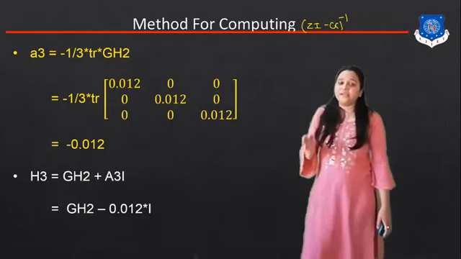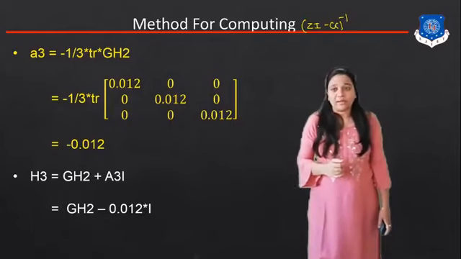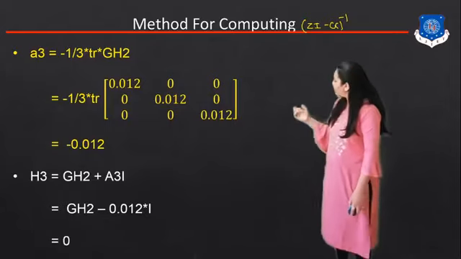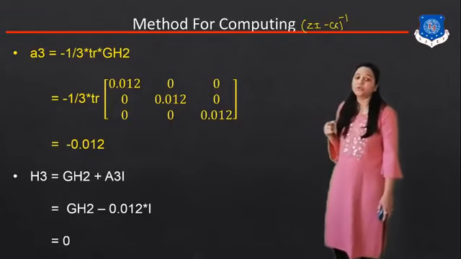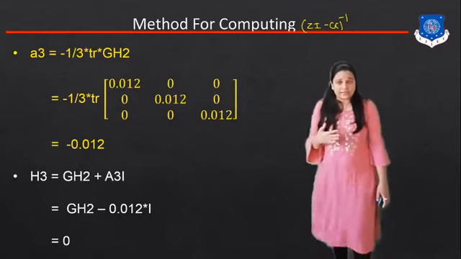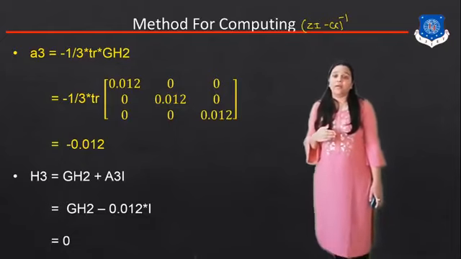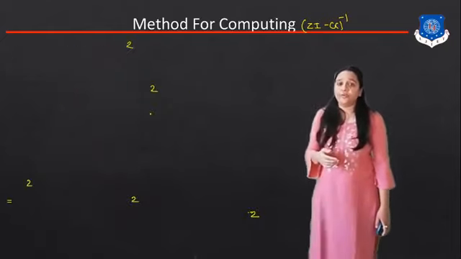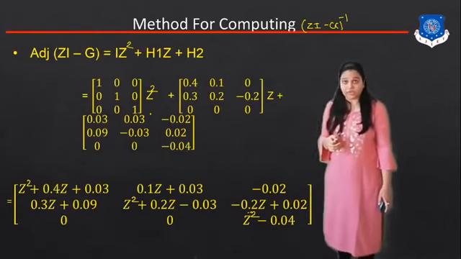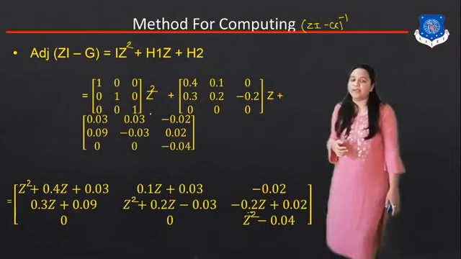Whenever we multiply this GH2 and then subtract 0.02 into the I matrix, we can get the value H3 equal to 0. So you have to find this value, and see that the value of H3 that we have is 0. Now the next step is to find the value of adjoint of ZI minus Z inverse. First of all, we have to make the equation of adjoint of ZI minus Z.